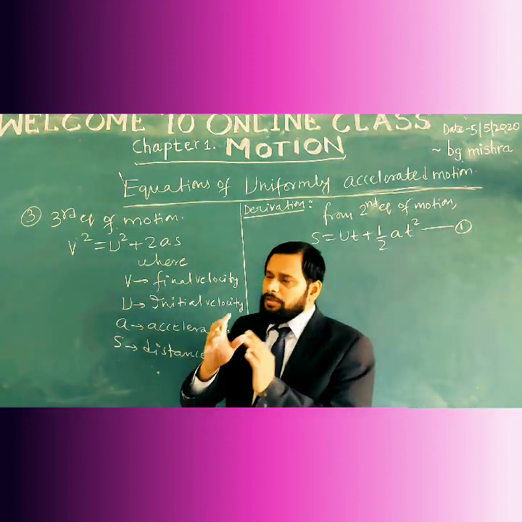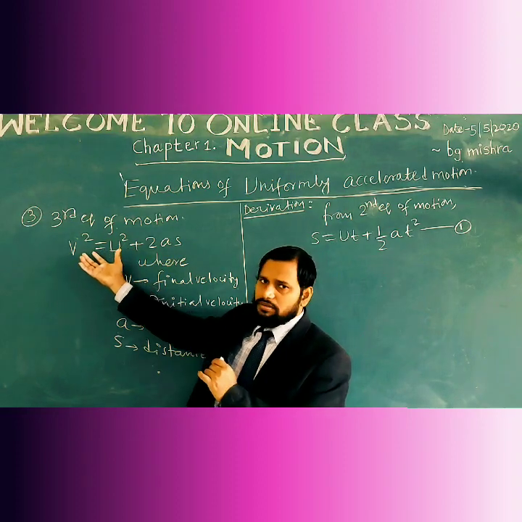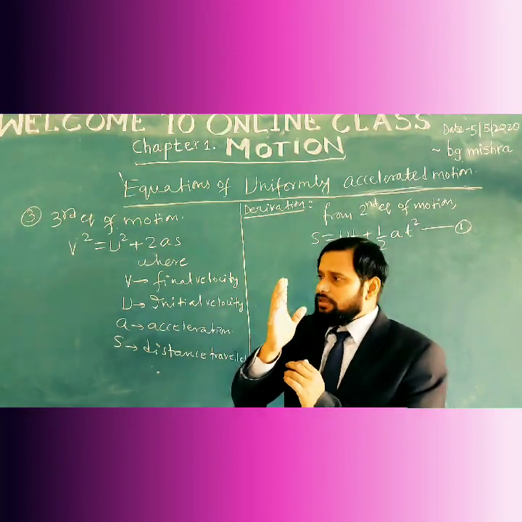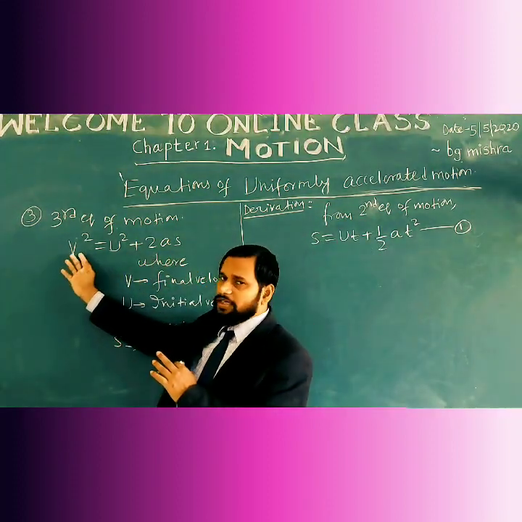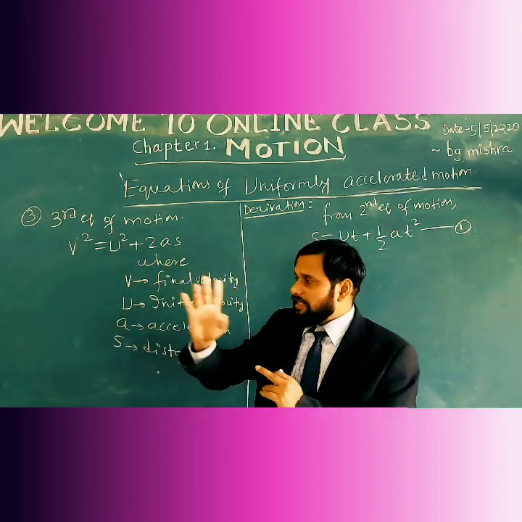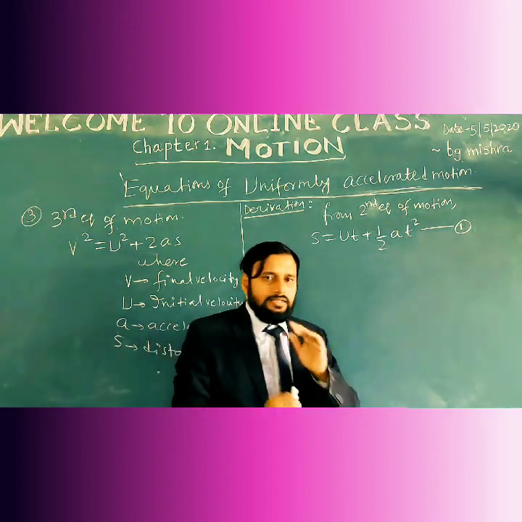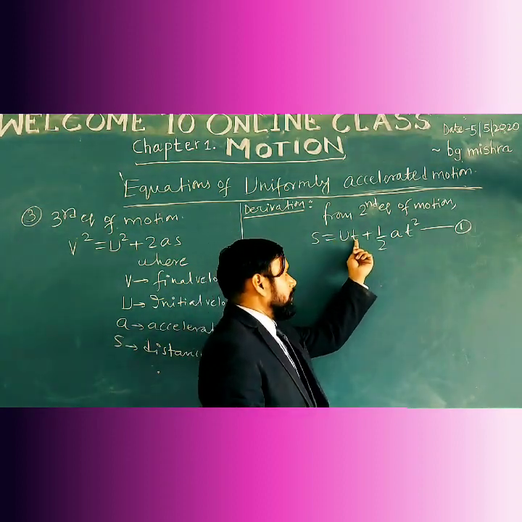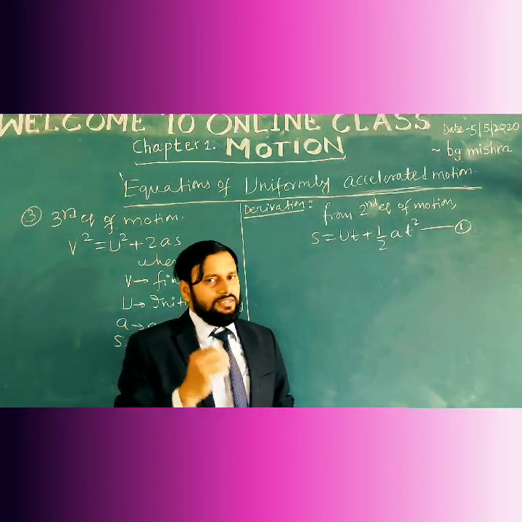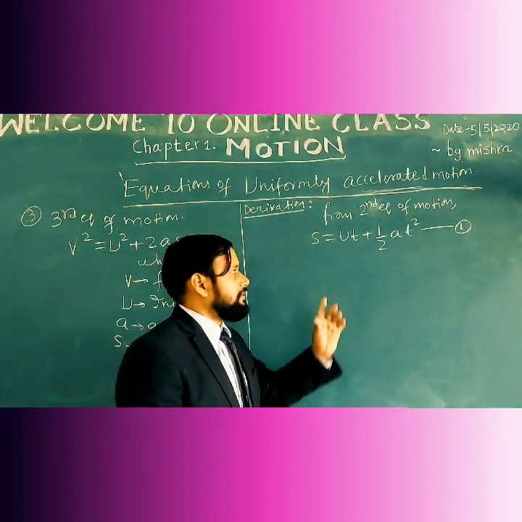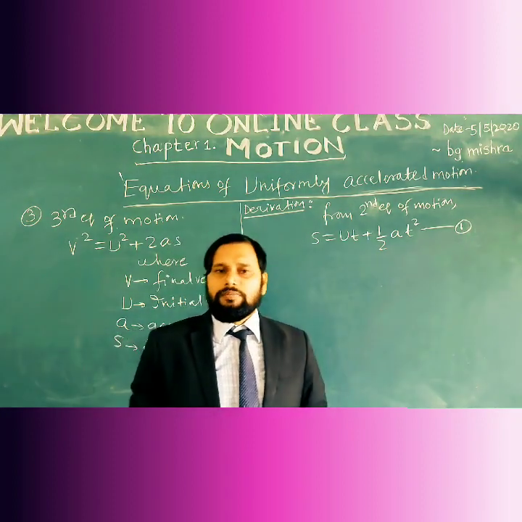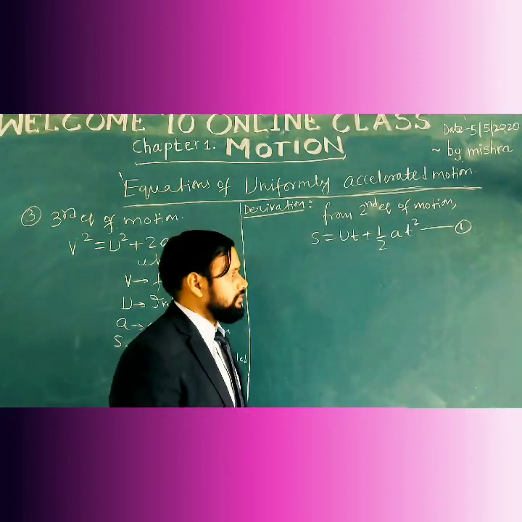Now see, we want to derive this third equation of motion, that is V square equals U square plus 2AS. So now you can see in this equation there is a term of V, U, A and S. There is no term of T, that means there is no term of time. But here in this equation we have got the term of time. So we have to eliminate the value of T. So for eliminating the value of T, we will use the first equation of motion.